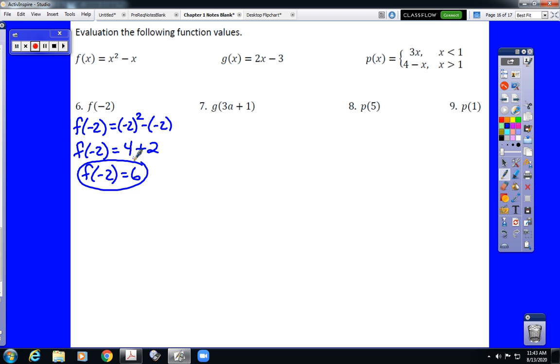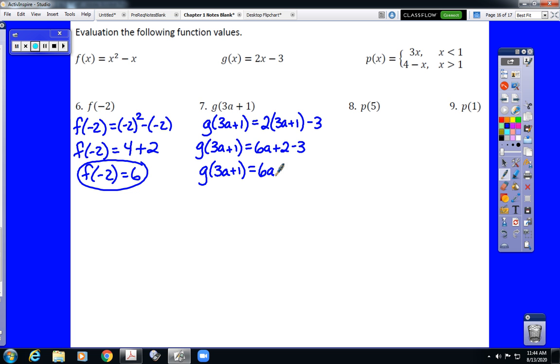That's your basic Algebra 2 function notation. The more advanced Algebra 2 version requires plugging in an expression instead of a number. It changes absolutely nothing. So for g of 3a plus 1, that means we are replacing the x in g of x with 3a plus 1, and then simplifying it as much as we can, which is not a whole lot. We distribute the 2. So g of 3a plus 1 is 6a plus 2 minus 3. And then we combine like terms, giving us our final answer that g of 3a plus 1 is 6a minus 1.